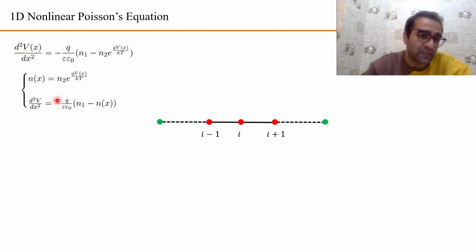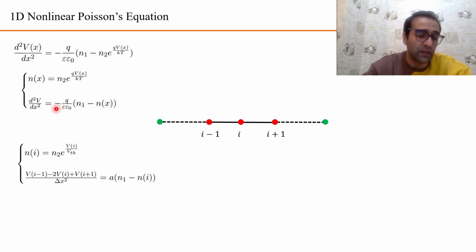What is the discrete form of this differential equation? We just need to remember the definition of the second derivative using finite difference, which is the following: V(i-1) minus 2V(i) plus V(i+1) divided by delta x squared. And this V(i-1), V(i+1) are the values of the potential at these grids. The right hand side is very simple, and I just defined this parameter with a.